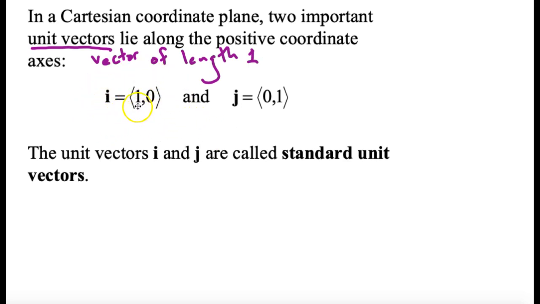So, general notation, okay, if we've got a vector going 1 in the x direction, we call that i. And if we've got a vector going 1 in the y direction, we call that j. Okay, these are called standard unit vectors. So what we can do with that, okay, we can say we've got the vector, I don't know, <4, -7>. Well, we can use these i and j ideas to write this vector in a different way. We can say that this vector would be 4i minus 7j.